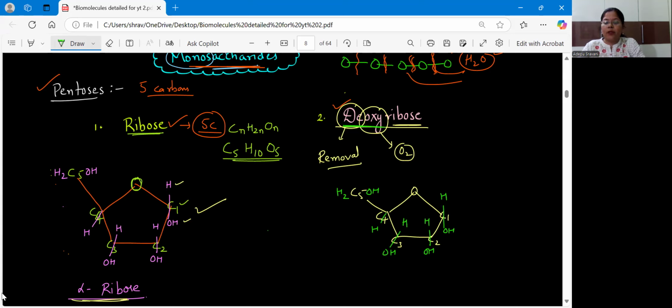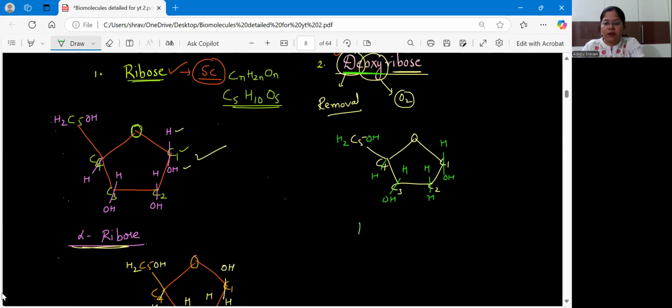But I have to draw the deoxy. That means I have to remove the oxygen. And from where I have to remove that oxygen? It should be always from C2. So please remember, we have to remove the oxygen from C2 only. Remove the oxygen from 2nd carbon only.